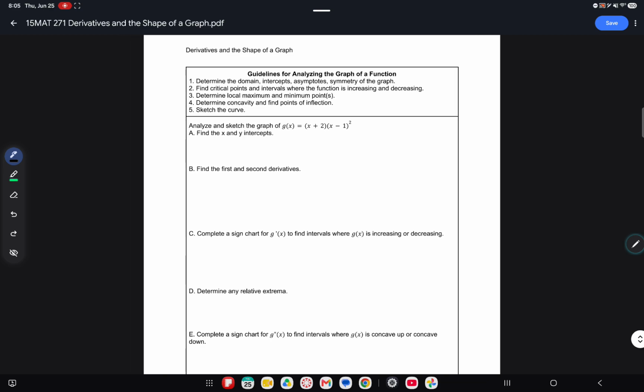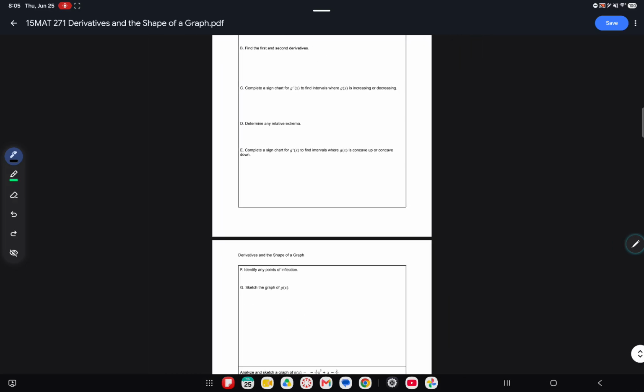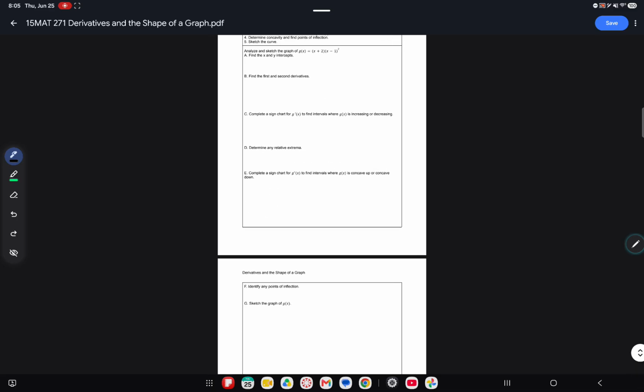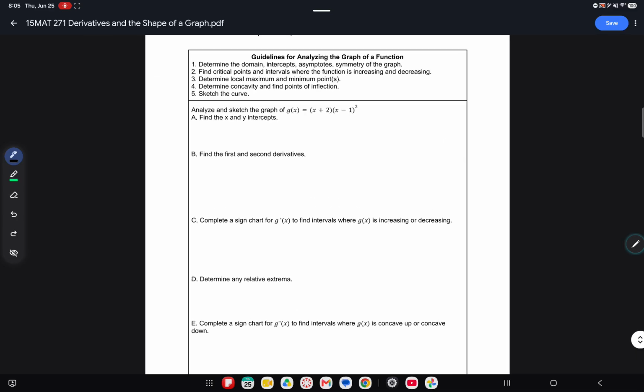All right, so let's try and analyze a function, see if we can try and draw one. And I think this is, oh, I was going to say the last one, but I got 2 more here.